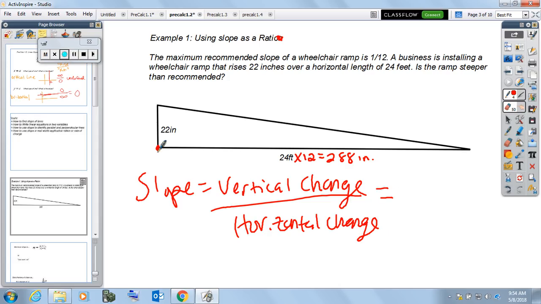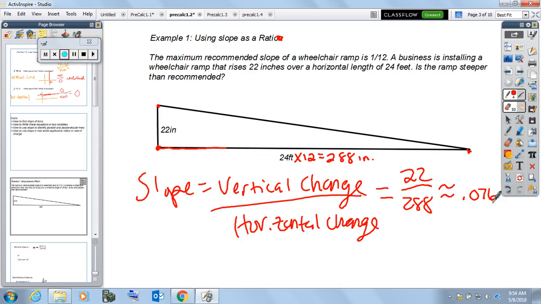Well, we start from nothing, we go up 22 inches. What's our horizontal change? Well, we start from nothing and we go 288 inches here. All right, well, if this is our vertical change over our horizontal change, by definition, that's what the slope is. So this is roughly going to give us a value, in this case, of 0.076.